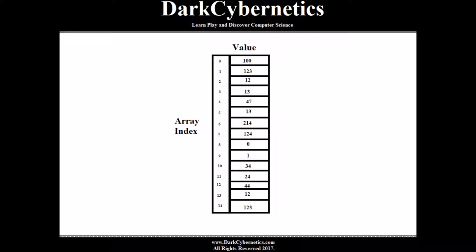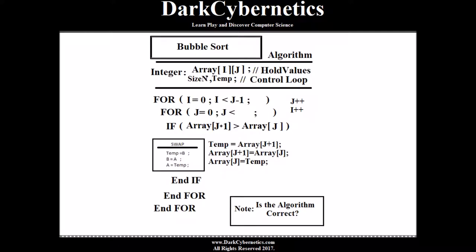So for the bubble sort algorithm, we must define legal input and output. And what is our goal for the bubble sort algorithm? DarkCybernetics has provided a partially completed bubble sort implementation in C++. For this implementation, we use two for loops and an if statement for the swapping technique, the comparison between j and j plus 1.